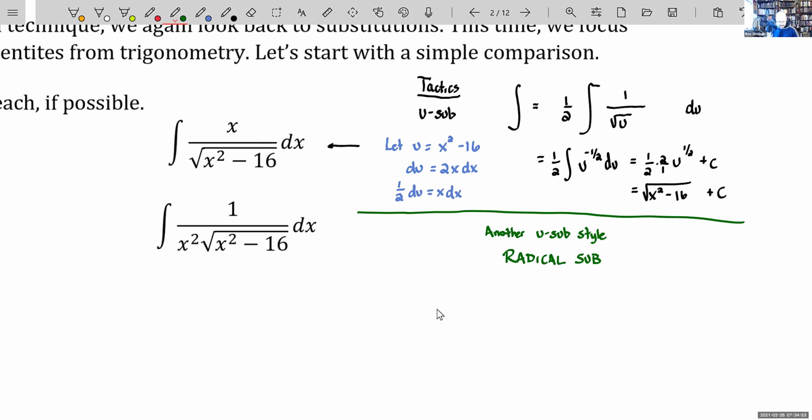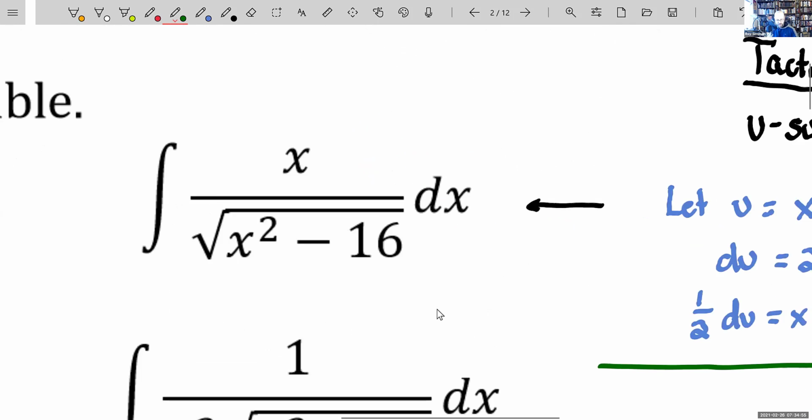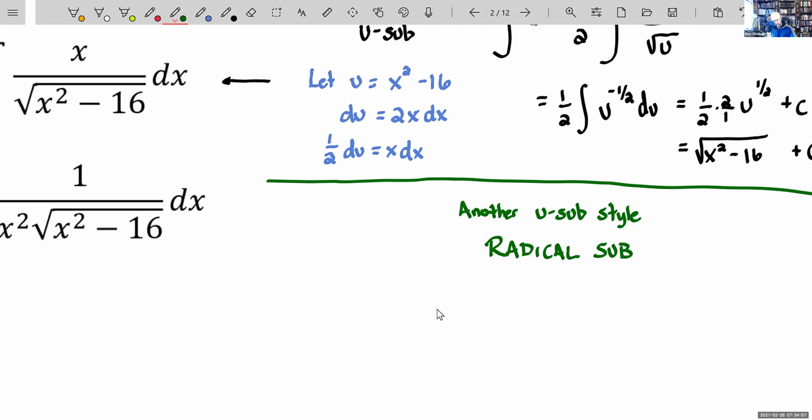But when you're facing this initial integral, and in fact, I'll write it down below so you know which one I'm talking about, the integral of x over the square root of x squared minus 16 dx.